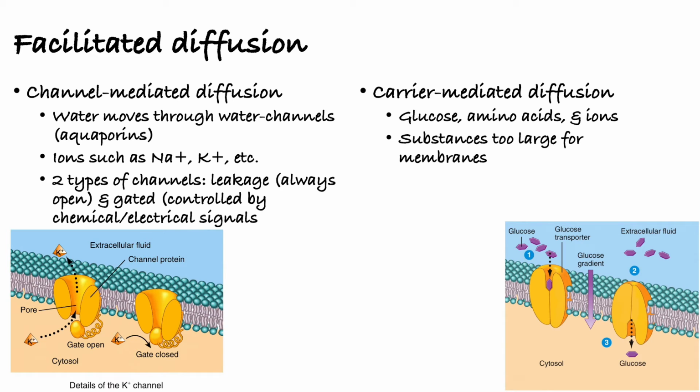So for carrier mediated diffusion, we're going to use bigger molecules, because if you remember, I said smaller molecules can easily diffuse through the plasma membrane. But what about substances like glucose and amino acids? They're going to find it very difficult to get through the plasma membrane, so they're going to use a helper called a carrier. It's literally going to carry these glucose molecules inside the cell. All right, so we can see here a glucose transporter helping to get glucose in the cell.